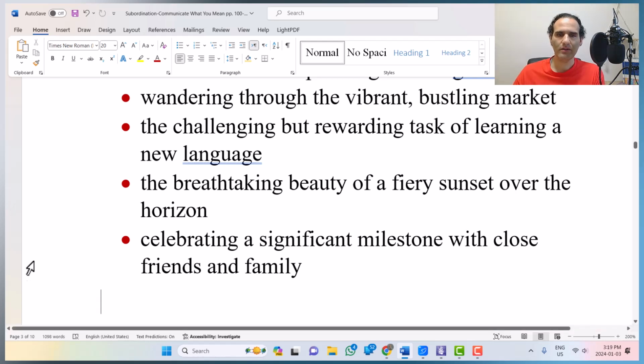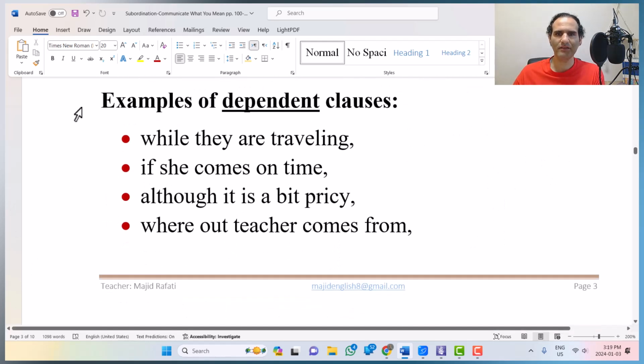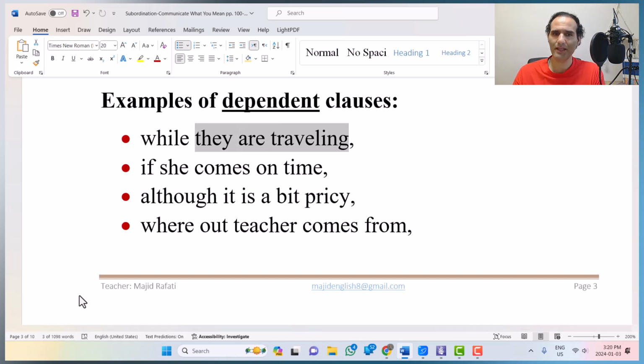And now some other examples of dependent clauses. While they were traveling, dependent clause. If we say they were traveling, independent, but while they were traveling, dependent clause. If she comes on time, dependent clause. Although it's a bit pricey, dependent clause.